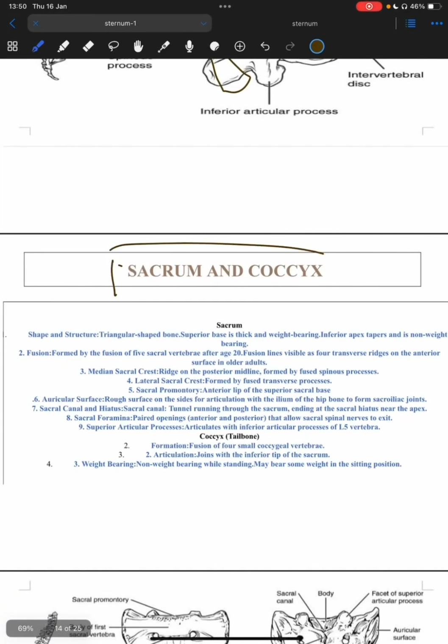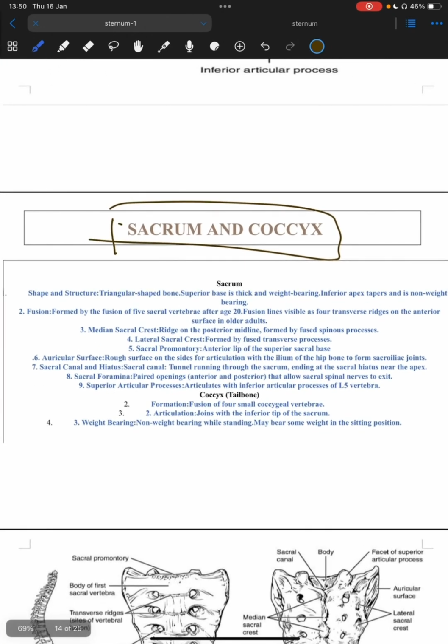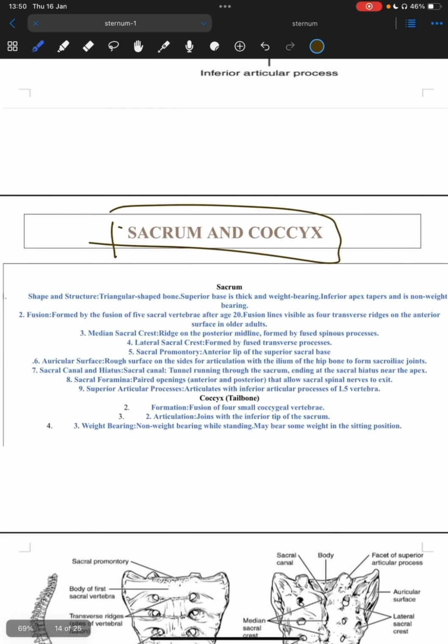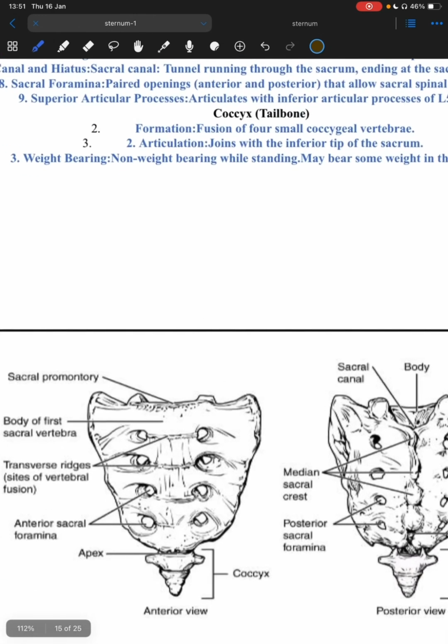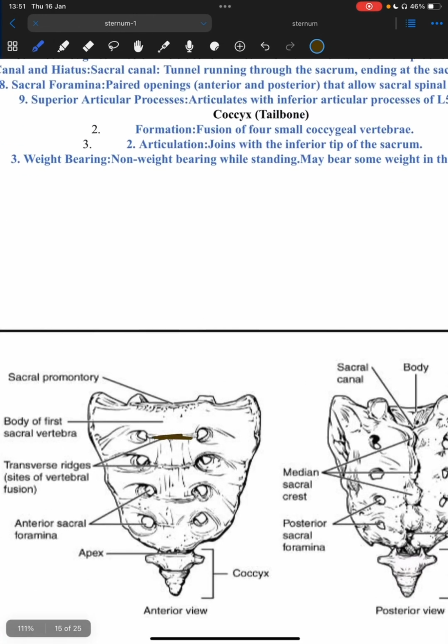So let's move to the sacrum and the coccyx. Let's start with the general characteristics of the sacrum. It's a triangular shaped bone. The superior base is thick and weight bearing, and the inferior apex is tapered and non-weight bearing. It is a fusion of five sacral vertebrae after the age of 20. As I mentioned earlier, it is made by fusion of bone. As you can see here, they are fused together.